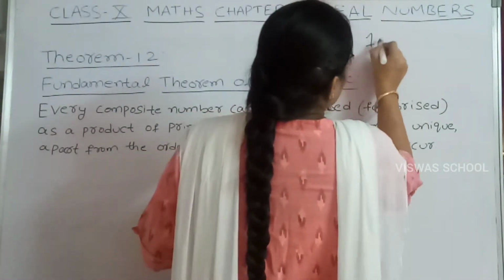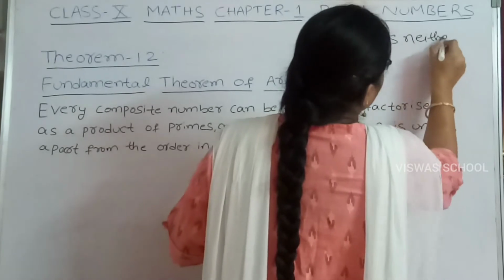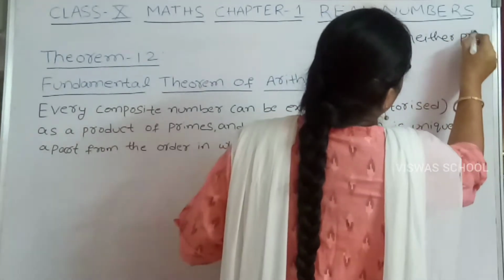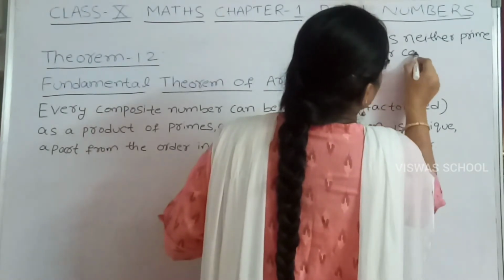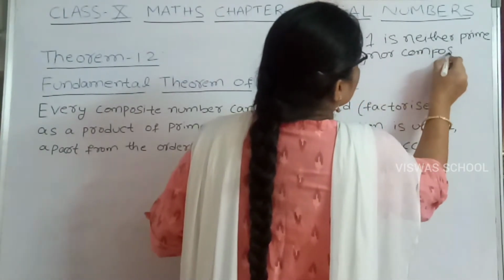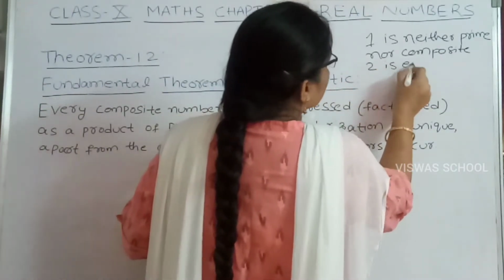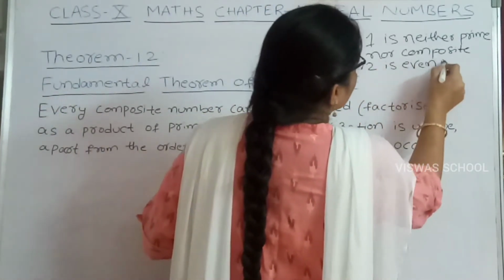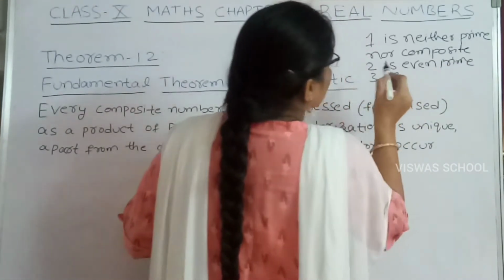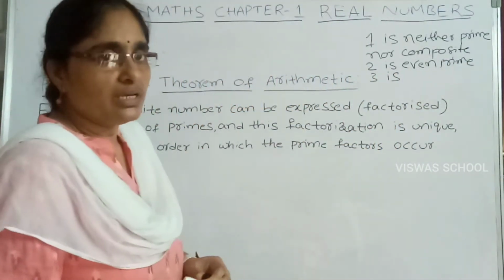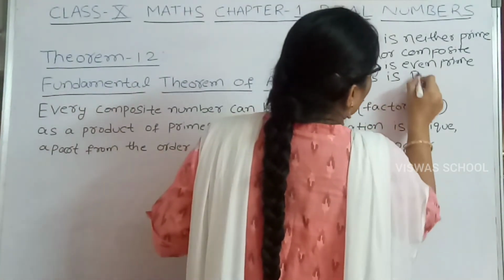Here 1 is neither prime nor composite. And 2 is an even prime. And 3 has only the factors 1 and itself. That's why 3 is a prime number.